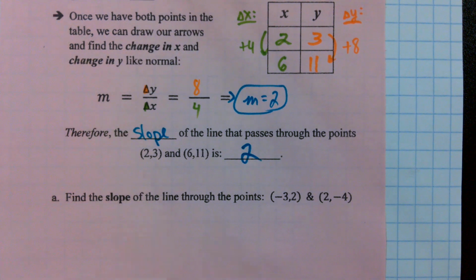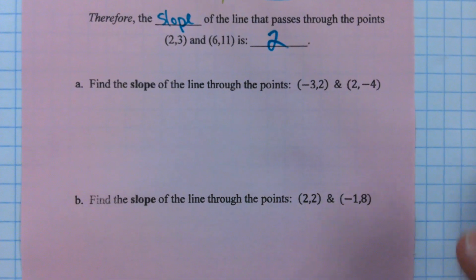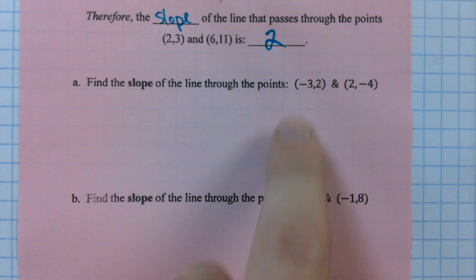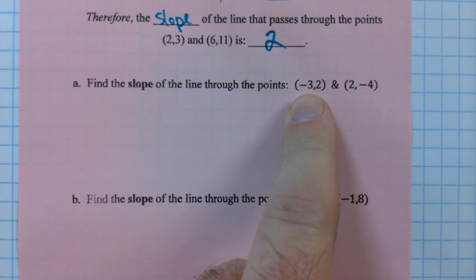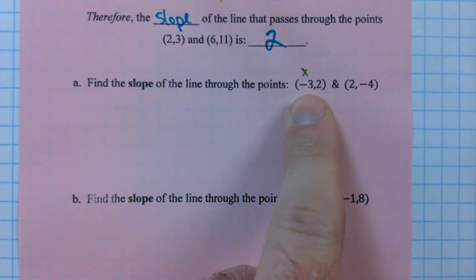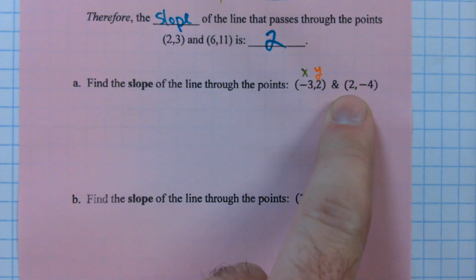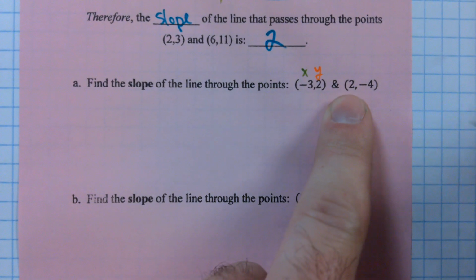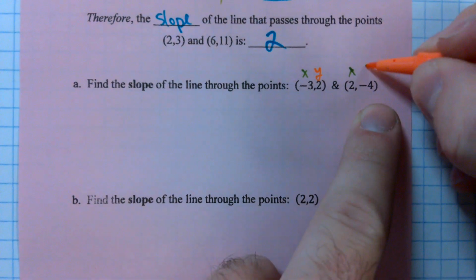Give me a quick show of thumbs. We're following that process. Thumbs up, making sense? Okay, good. So if I look down to example A, we're going to find the slope through these 2 points. For this first point, what's my x coordinate? Negative 3. What's my y coordinate? 2. For my second point, what's my x coordinate? 2. And what's my y coordinate? Negative 4. That's right.